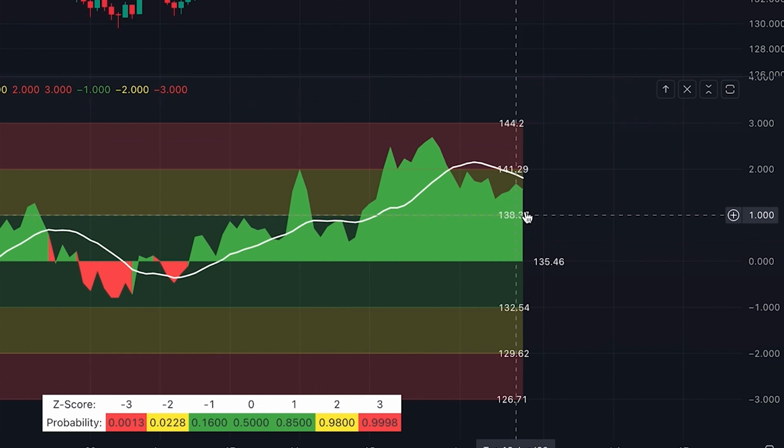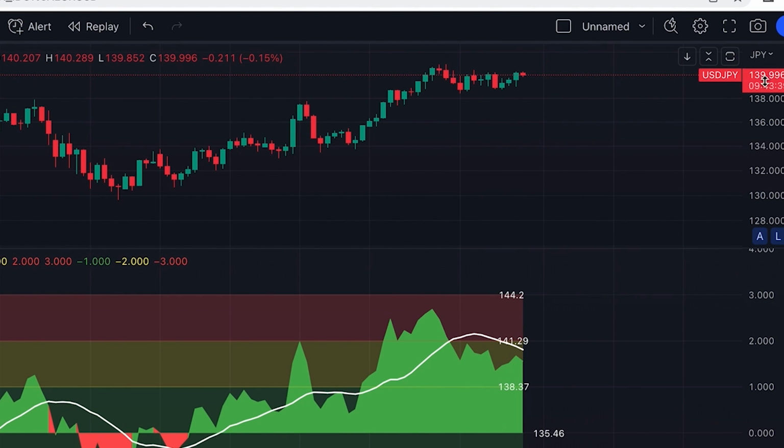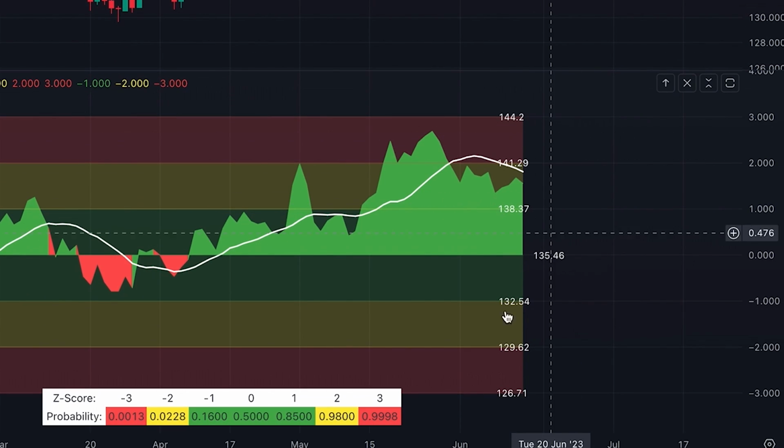As I said, Z-score 1 corresponds to 138.37 based on the current data set, and at the moment the price is 139.99. So there is an 85% probability to have a retracement to around here, 138.37. We can apply this method to any other level.